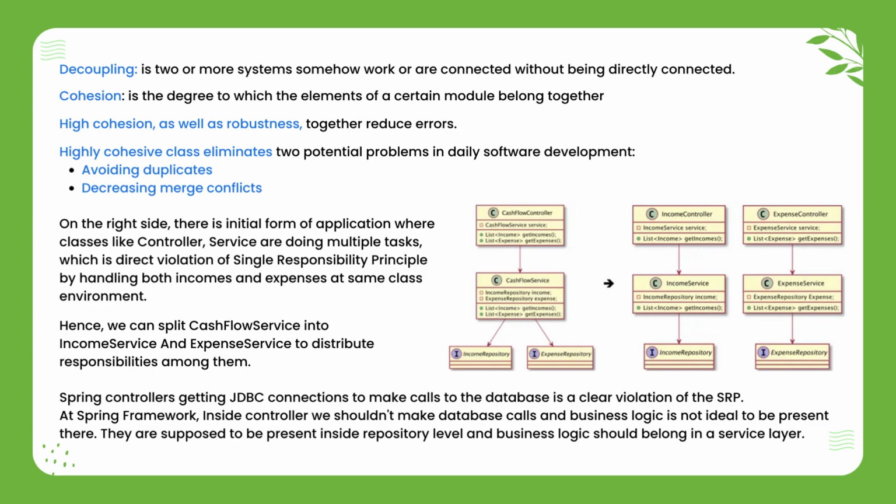In the Spring Framework, inside the controller, we should not make database calls, and business logic is not ideal to be present there. Database calls are supposed to be present inside the repository level and business logic should belong in a service layer. Repository dependencies can be injected inside the service layer, and similarly, service dependencies can be injected inside the controller layer. Let's implement SRP in a Spring project using an example.